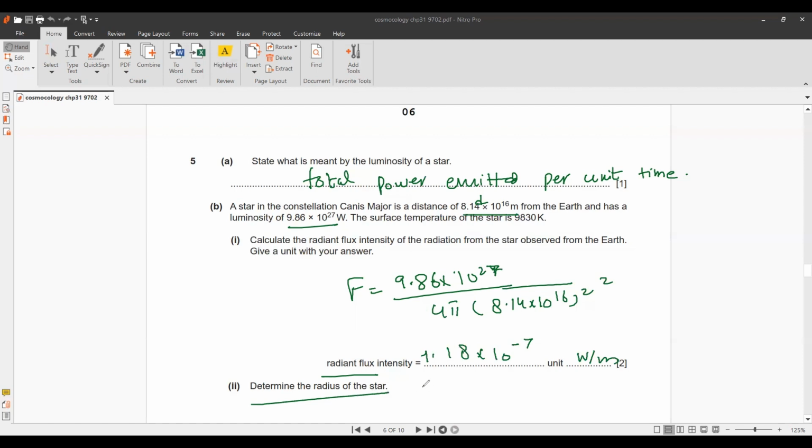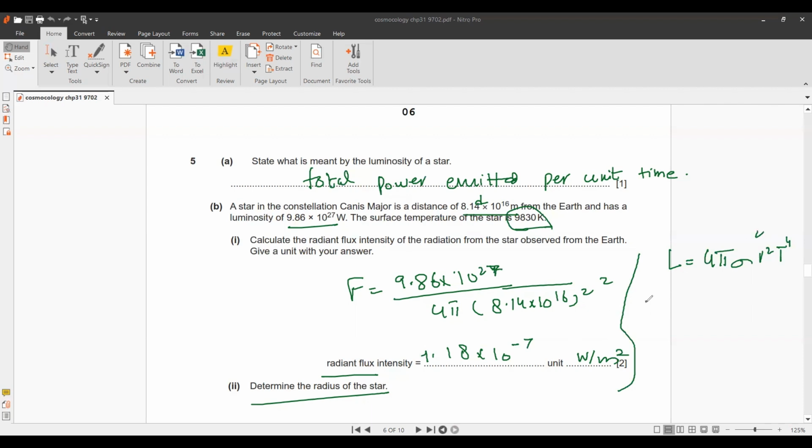In the next part, they have asked us to determine the radius of the star, so we will use the same Stefan's formula: L equals 4 pi sigma r squared into T to the power 4. Do we have the temperature? Yes, we have the temperature. So we need to find out R.